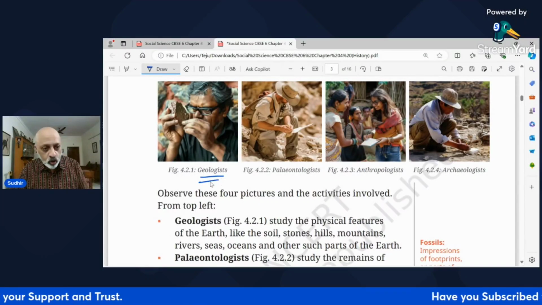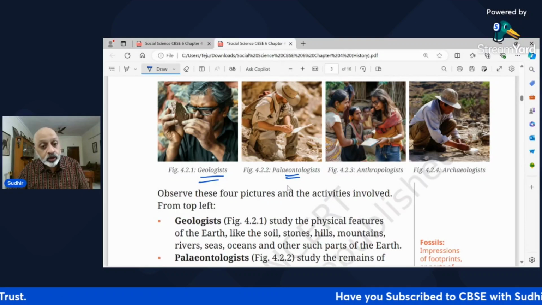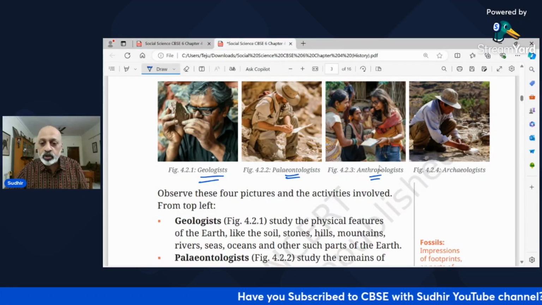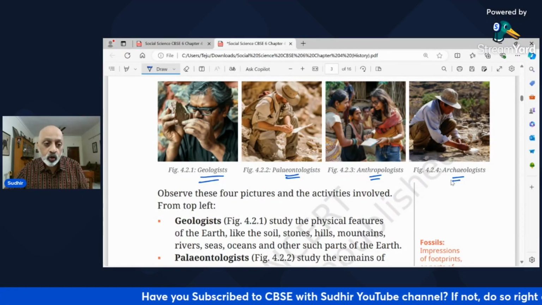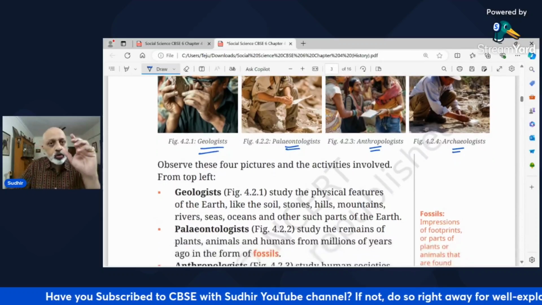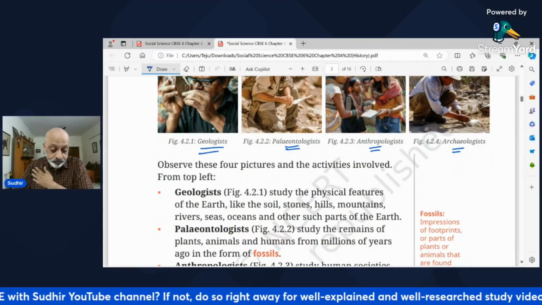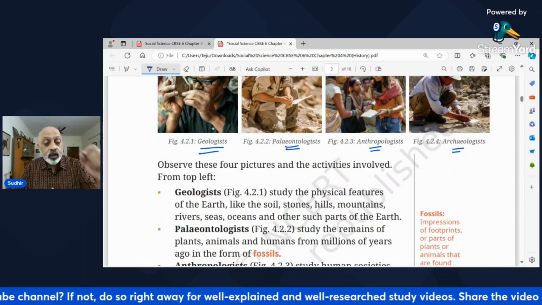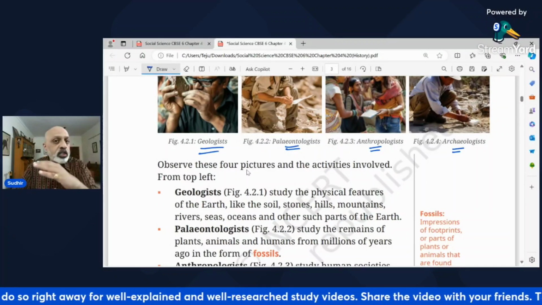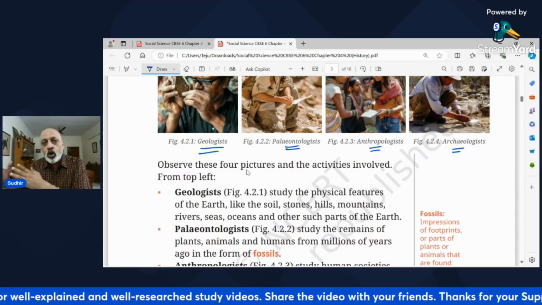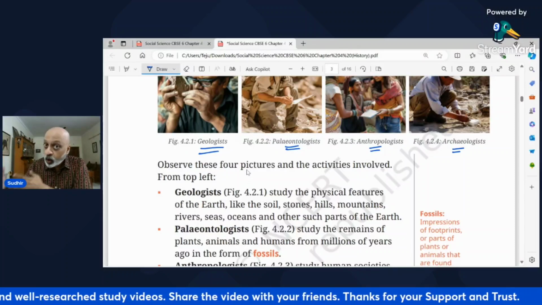One is the geologists, then there are the paleontologists, then there are the anthropologists, and finally the archaeologists. Who are these? You need to know the definitions. You need to understand the difference between these four. All four are involved in the study of the past of the earth.